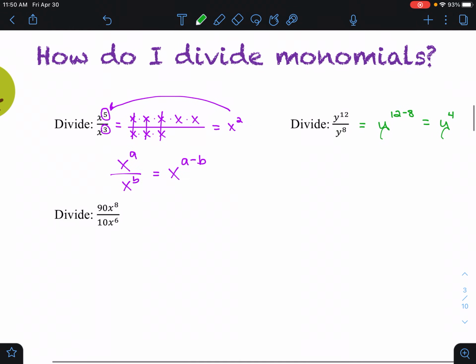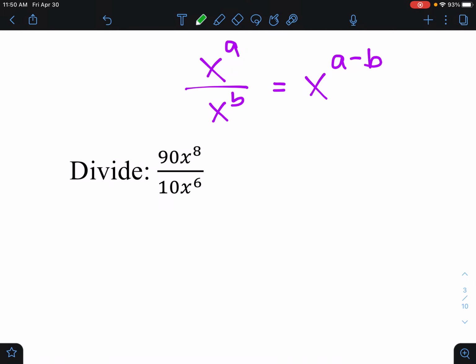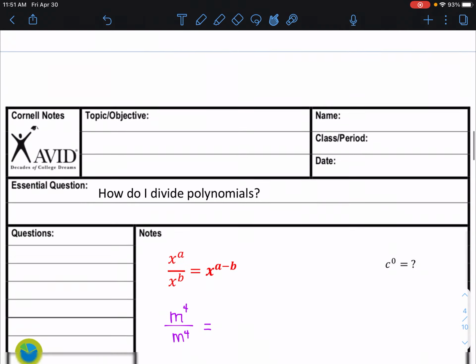And then if I start to add coefficients in here, like 90 and 10 here, remember you're still dividing. So when you see those coefficients, you go 90 divided by 10 is 9. Now I have my variables with exponents, and this is where I would subtract those exponents. So this would end up giving me 9x squared. Remember you're dividing. The shortcut with variables and powers is to subtract their exponents. Hope that's a good refresher from your Algebra 1 days.